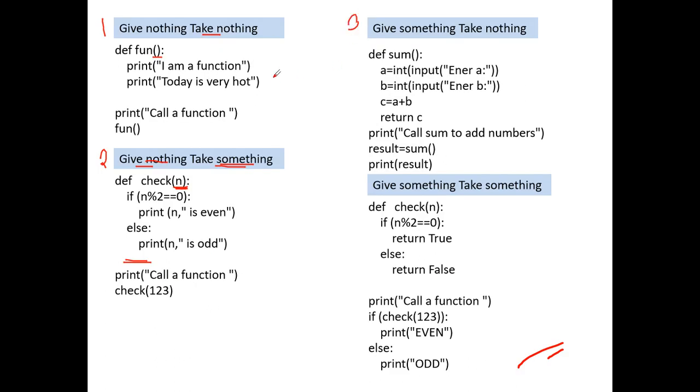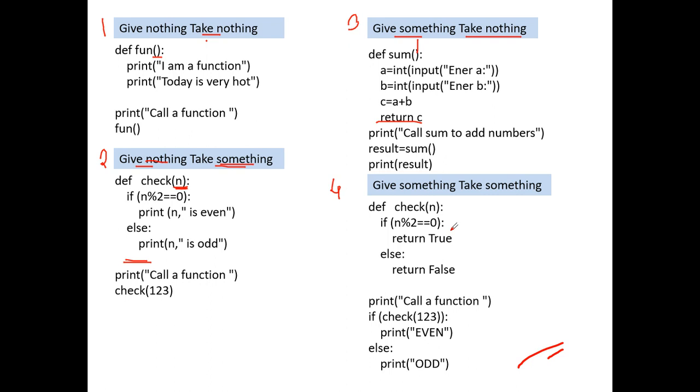The third one we can designate as give something, take nothing. It is returning something, but it is not going to take anything in its parameter. You can follow that there is a return statement, which means this function is going to return something, but it is not taking anything in its parameter. This type of function can be categorized as give something, but take nothing.